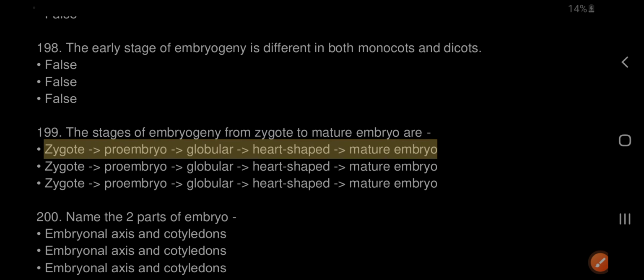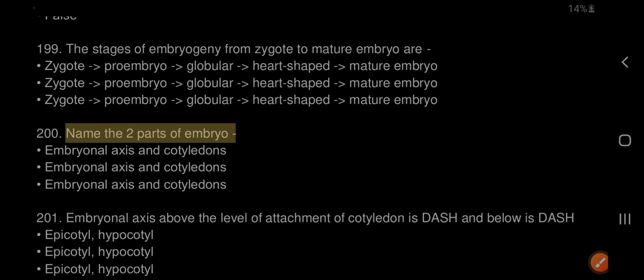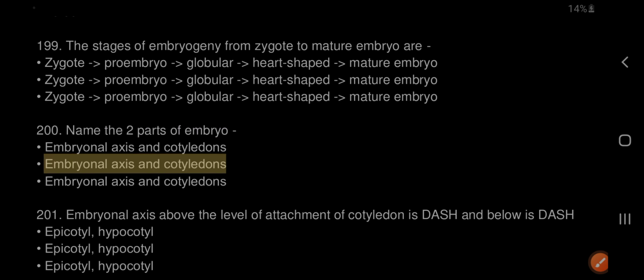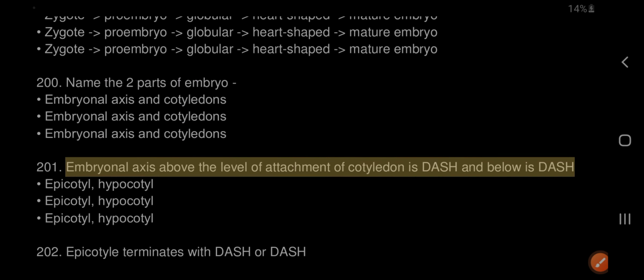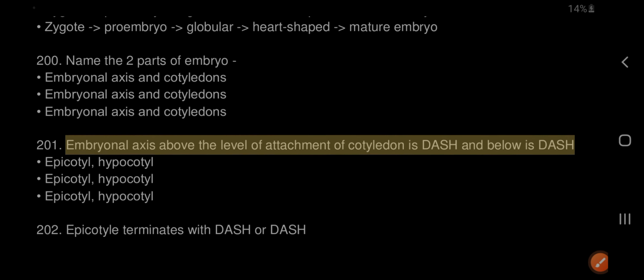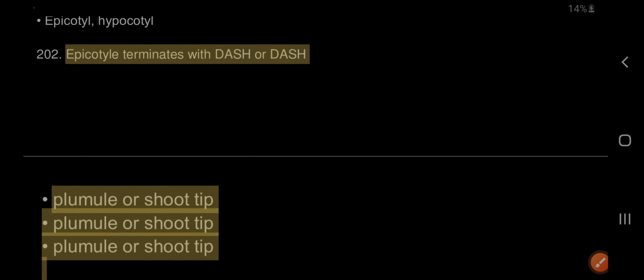200. Name the two parts of embryo. Embryonal axis and cotyledons. 201. Embryonal axis above the level of attachment of cotyledon is epicotyl and below is hypocotyl. 202. Epicotyl terminates with plumule or shoot tip.